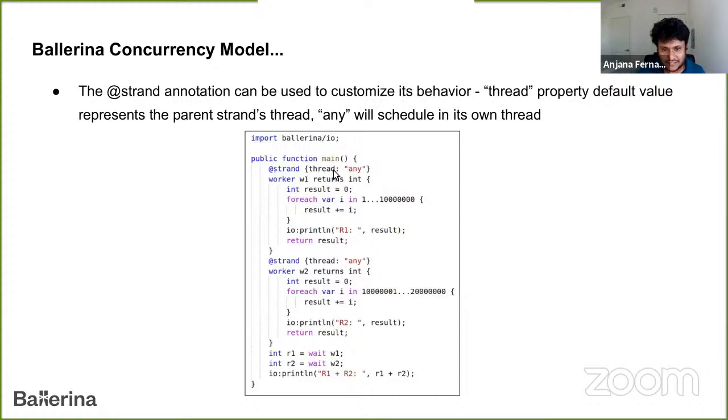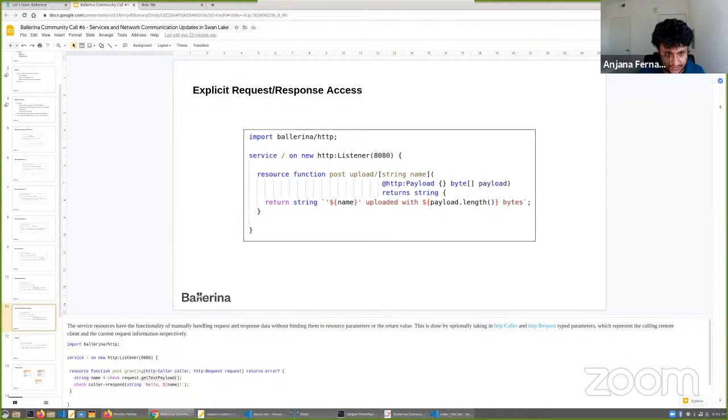There you can see the thread that is associated to it. By default, it's in the same group as the thread of the parent strand, that is, the strand of the default worker here. So then it will go to the same group. Here, if you say thread any, it will be allocated a new thread effectively. In the same way, if you annotate this as well, it will get allocated a new thread as well. So I'll just quickly demonstrate this as well.